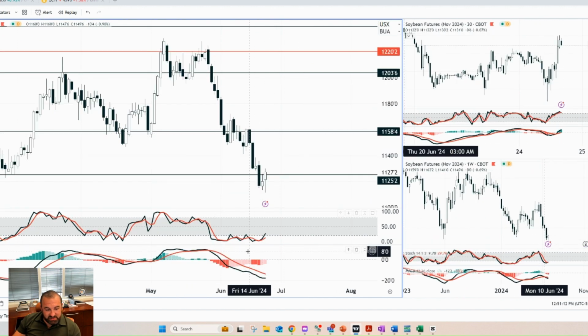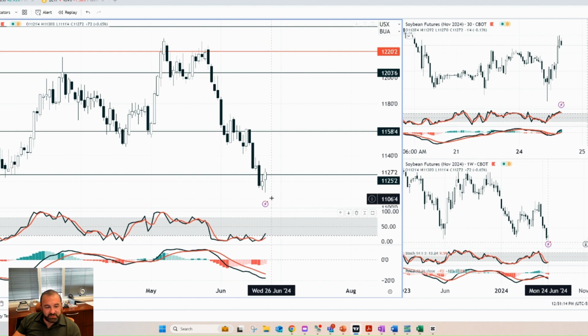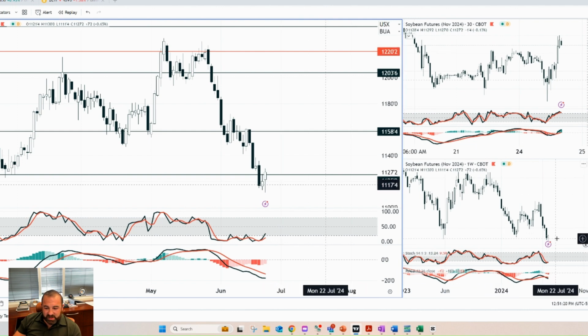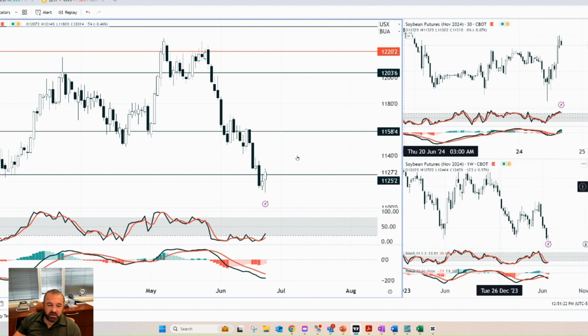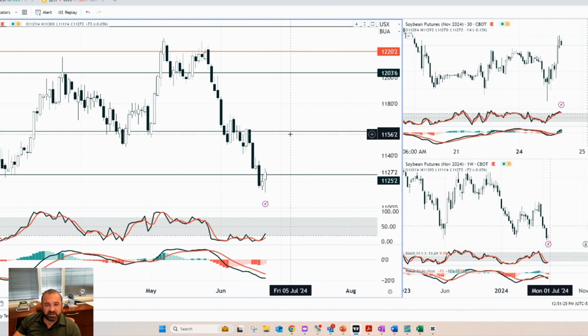I'll flip over to soybeans here. We have the stochastic crossing higher, really good price action off the lows today. Like I said, this is indicative of short covering in the market. Back down into support on a weekly chart. It looks like we could at least get a run up to about 1150 here. See how it reacts there.